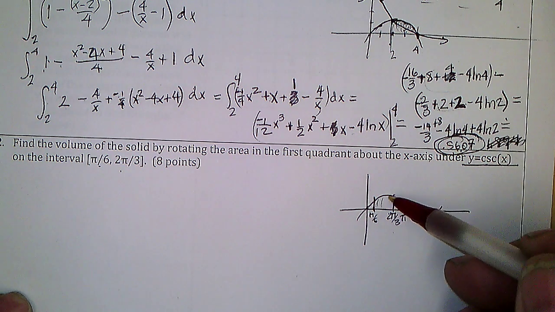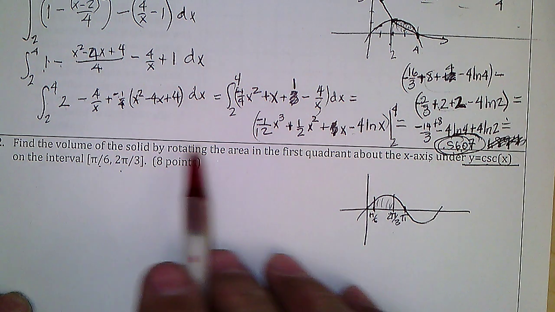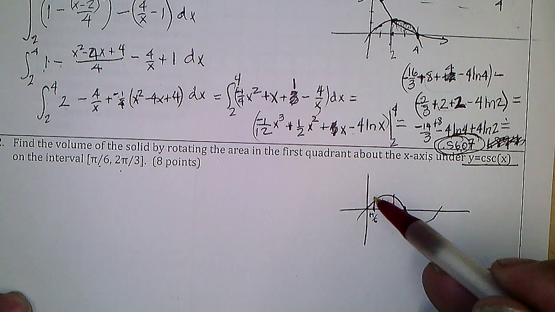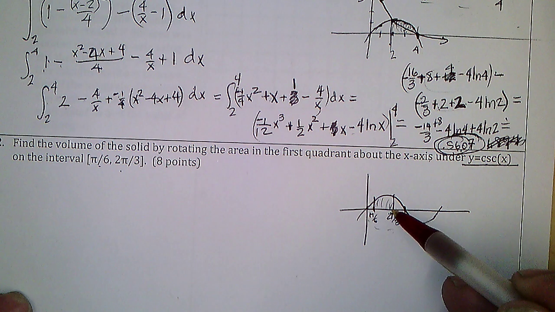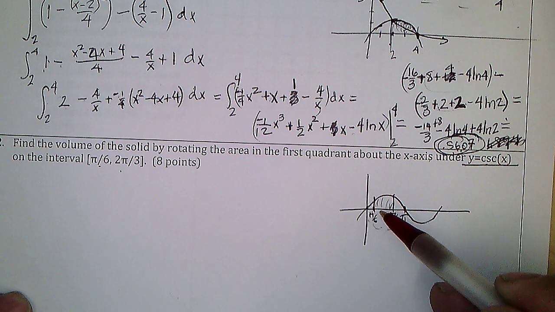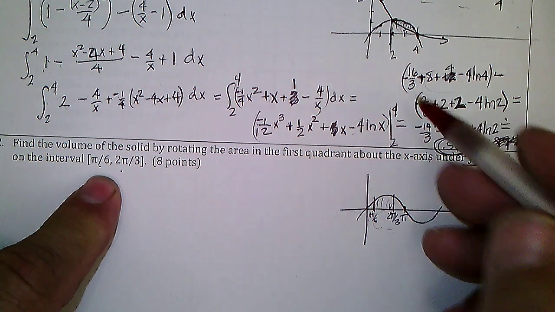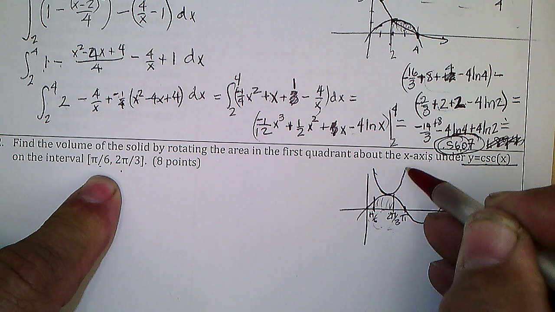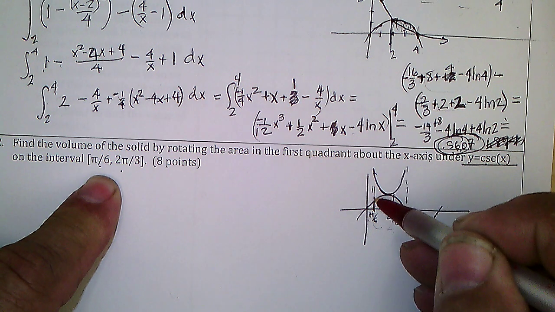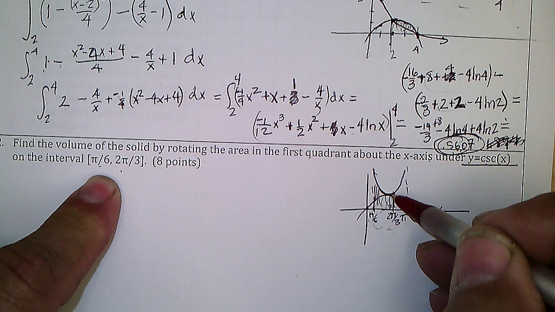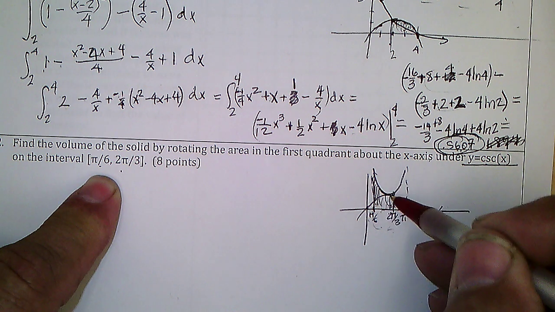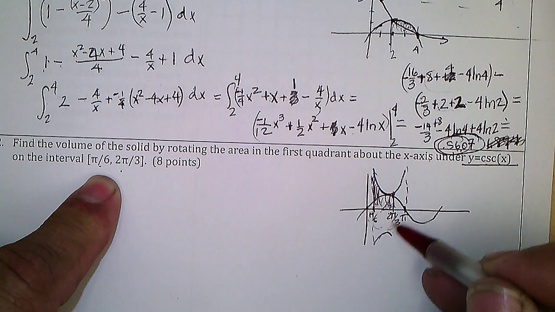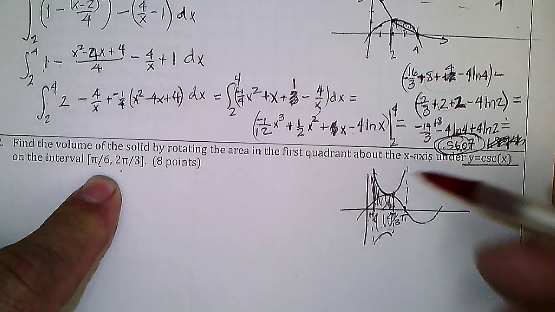So this area in the first quadrant about the x-axis. So it's going to go over and be down here. Oh, but this would be the sine curve. We want the cosecant, which goes like that. So now we've got all this shape. So it would be down here, something like that. Okay?